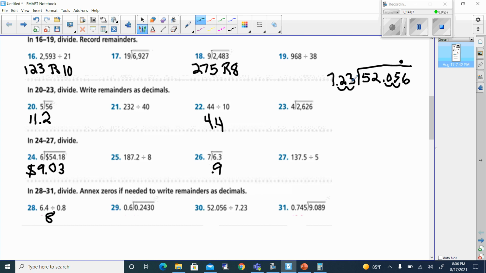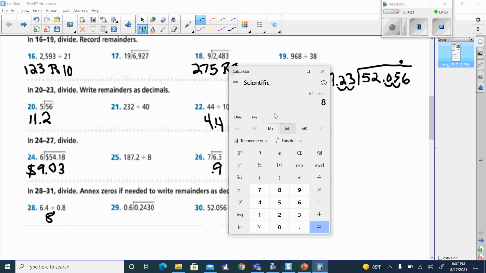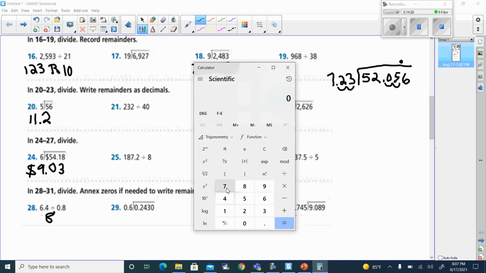So 723 does not go into 520. So we're going to have to see how much it goes into 5,205. Well, I know 7 times 7 is 49. So that's less than 52. So let's try that first. Let's see. We're going to go with 723, and we're going to multiply it to, let's see, 7. And that's going to give us, look at that, 5,061. So we're going to put 5,061 here.